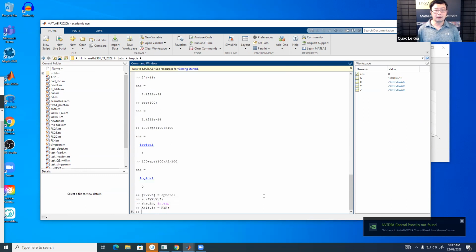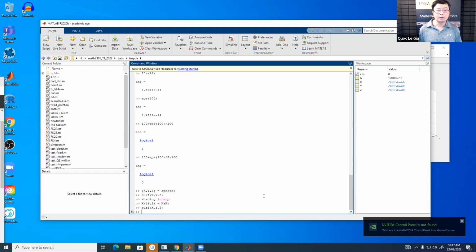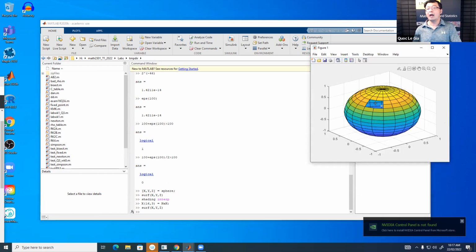Plot it again. So serve X, Y, and Z. You plot it again, so you will see that. You see now the sphere got a hole in it. Yeah, because so what it does.